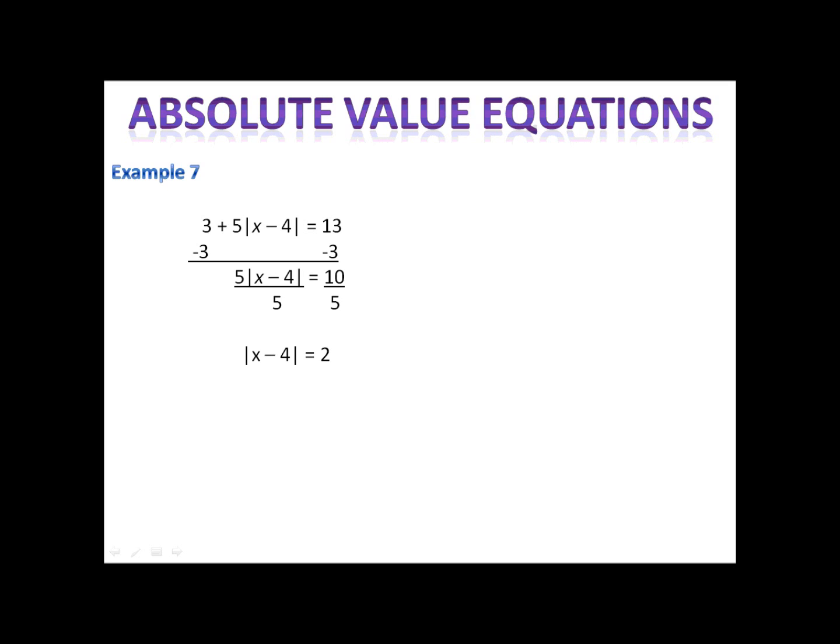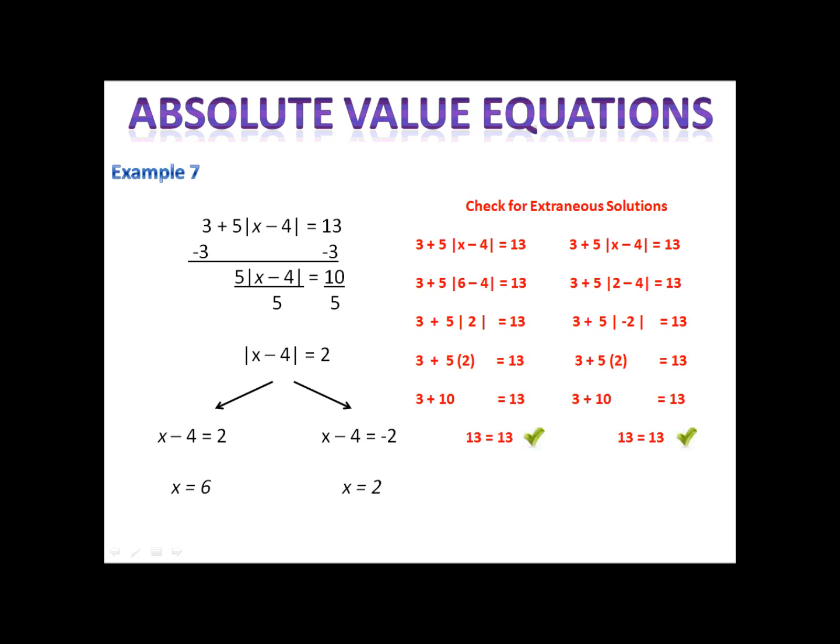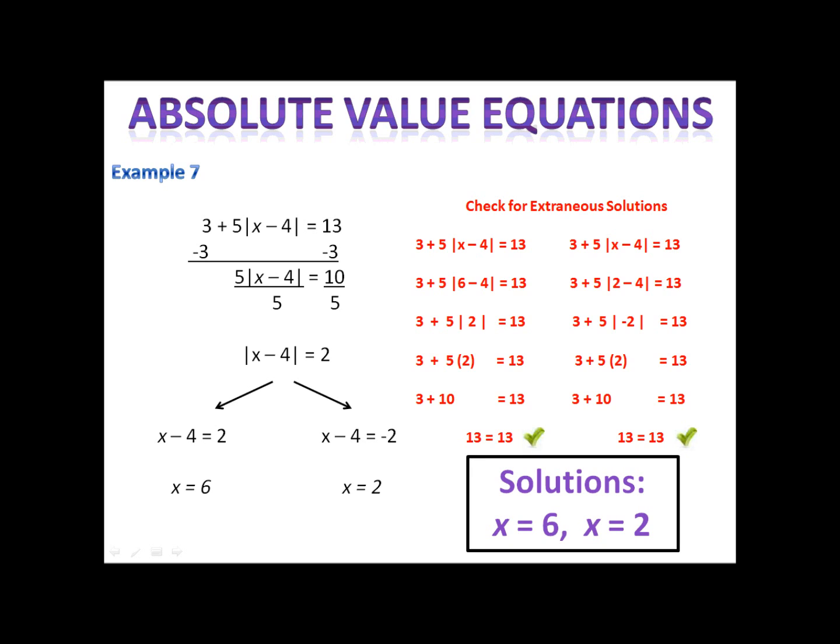Our two equations are x minus 4 equals 2 and x minus 4 equals negative 2. That means our solutions are possibly x equals 6 and x equals 2. We then perform our check to verify that they do work. In this case, both of them did. So our solutions are x equals 2 and x equals 6.